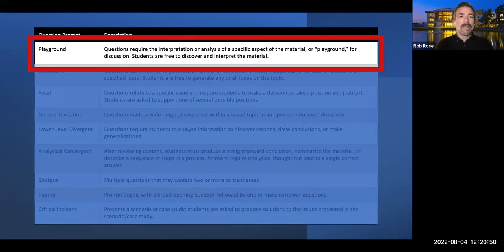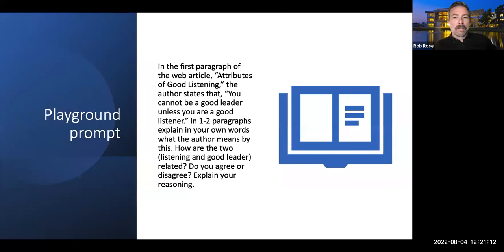To look at one example, the playground prompt. The description of a playground prompt is questions that require the interpretation or analysis of a specific aspect of the material, or playground for discussion. And the key here is the specific aspect of the material. Then students are free to discover and interpret the material.